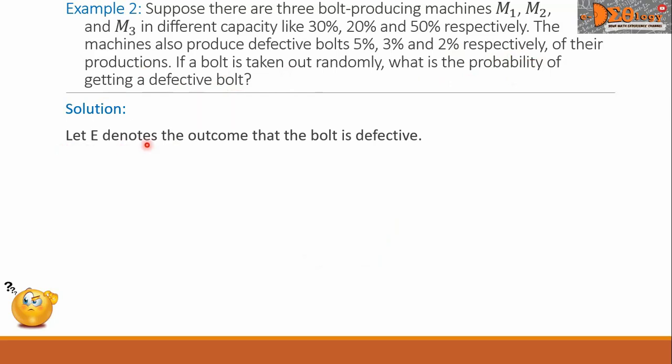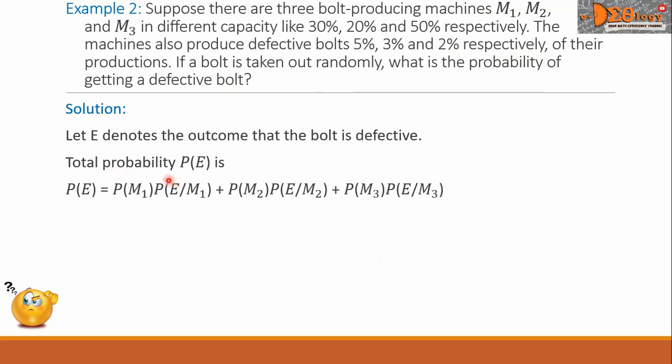We let capital E denote the outcome that the bolt is defective. So the total probability, and we write P of E, is this formula. P of M sub 1 times P of E given M sub 1 plus P of M sub 2 times P of E given M sub 2 plus P of M sub 3 times P of E given M sub 3.